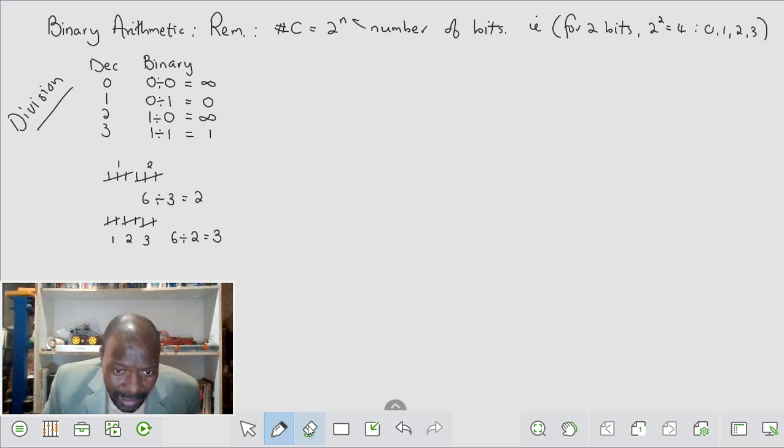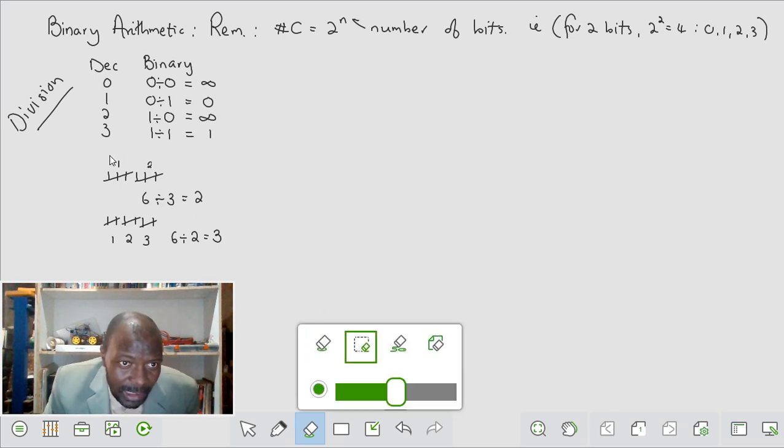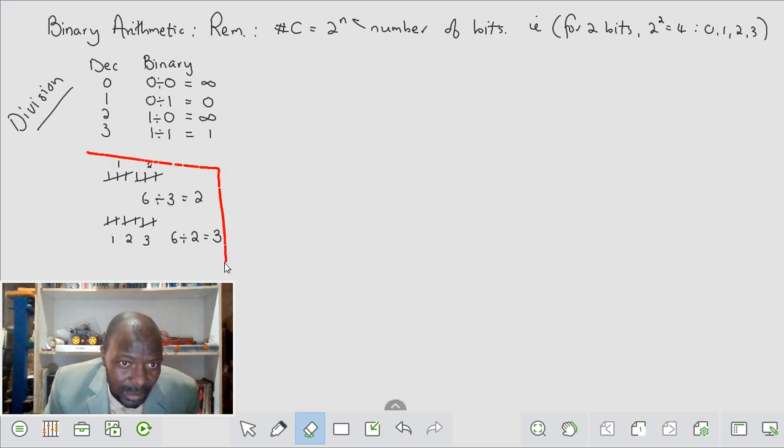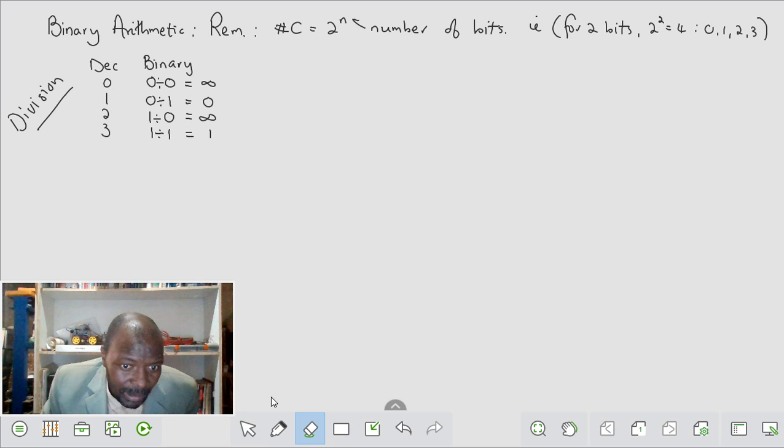Now let's take another example. Let's take 10. We say we have 1, 2, 3, 4, 5, 6, 7, 8, 9, 10, and we want to divide 10, let's say, by 2. Each time we're going to take 2, we count 1, we take 2 again, we count 2, we take 2 again, we count 3, we take 2 again, we count 4, we take 2 again, and we count 5. So 10 divided by 2 will give us 5.